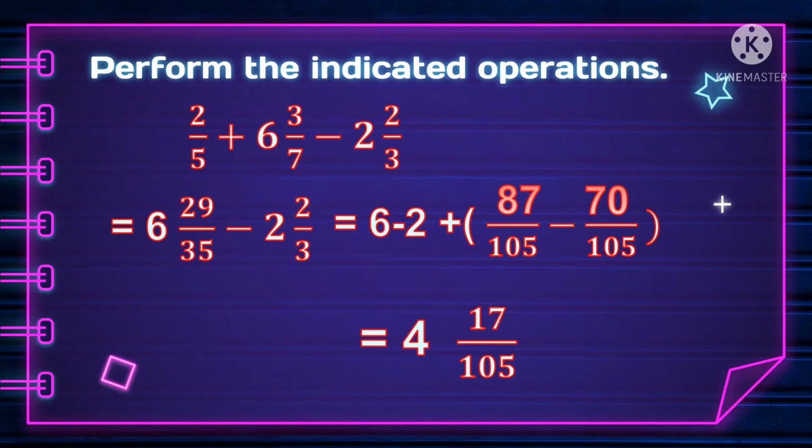And subtract natin, proceed on subtracting similar fractions. So, we have 87 minus 70. So, we will get 17 over 105. So, this is now the final answer. Wala na siyang simplified or hindi na siya pwedeng i-simplify dahil ang 17 over 105 is relatively prime na. Ibig sabihin, wala nang number na pwedeng mag-divide sa kanilang dalawa.